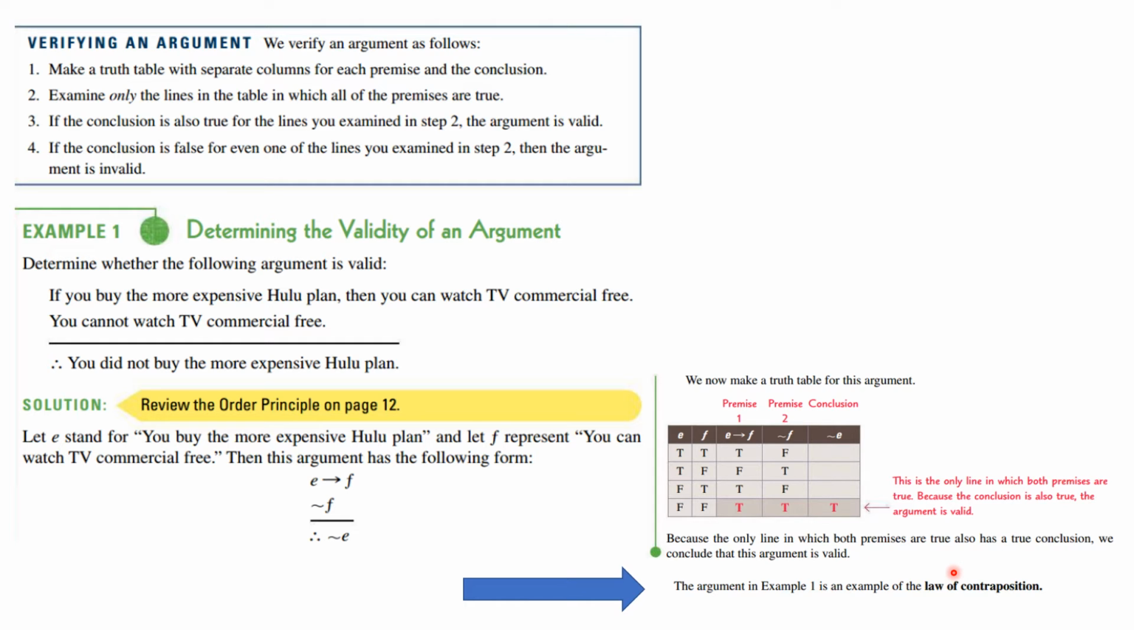So this argument is valid, and in fact, you might notice that this kind of reminds you of the contrapositive, and this argument is an example of what we will now call the law of the contrapositive. So when you see an argument that fits this form, E implies F, not F, therefore not E, that is valid, and that is the law of contraposition.